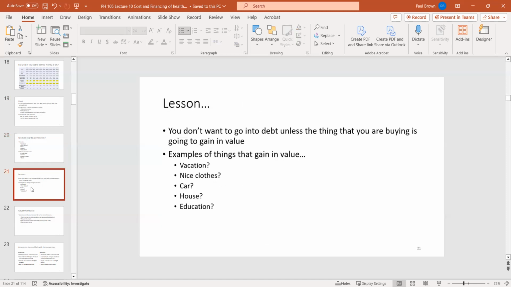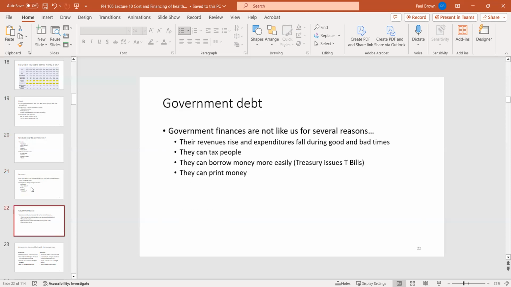So the lesson here is that in general, for individuals, debt is okay if it's going towards things that are going to gain in value, either your education or a house. People go into debt all the time to go on vacation, so it's not unheard of. But from a pure investment standpoint, it's okay to go into debt for things that are going to go up in value, but not necessarily things that go down in value.